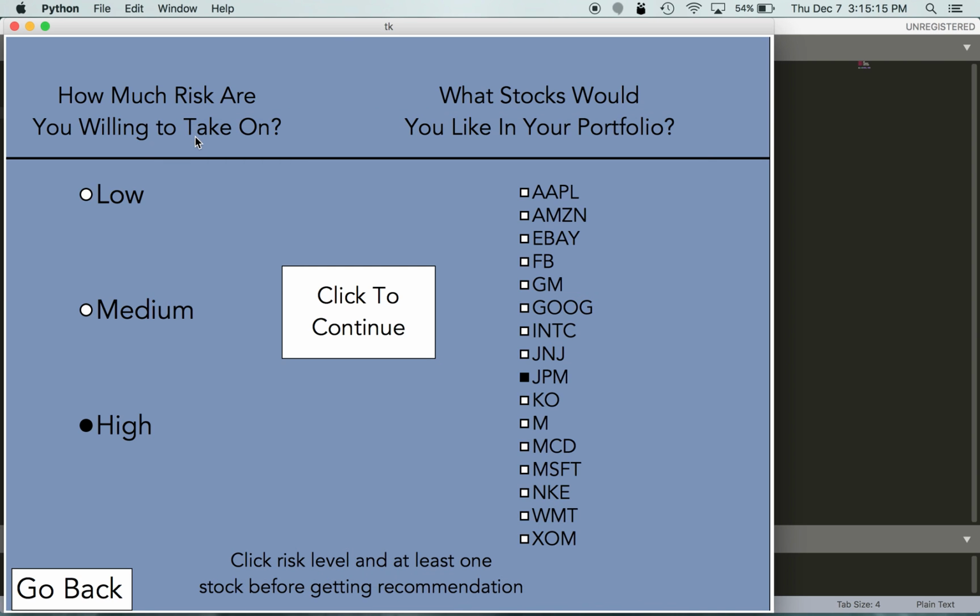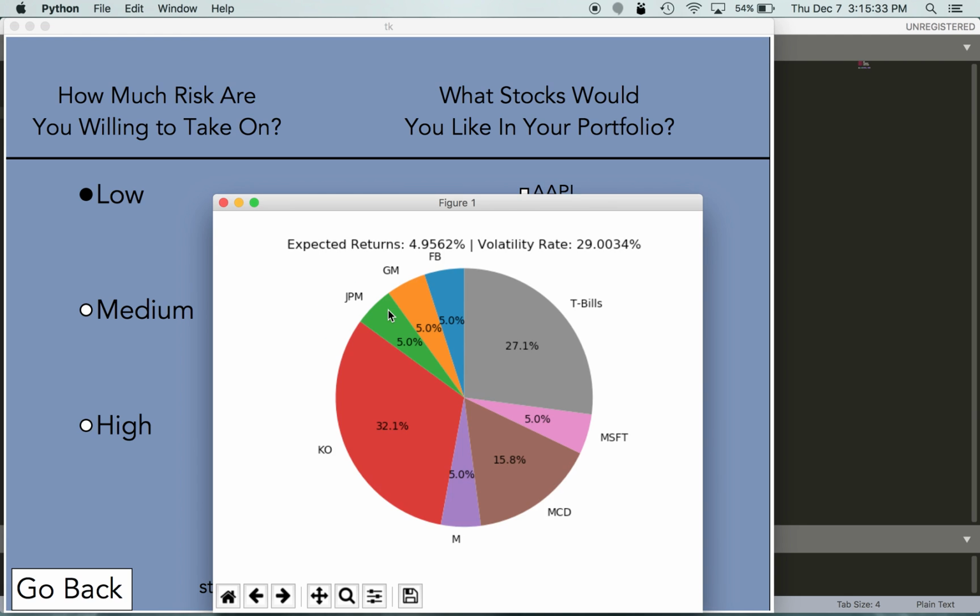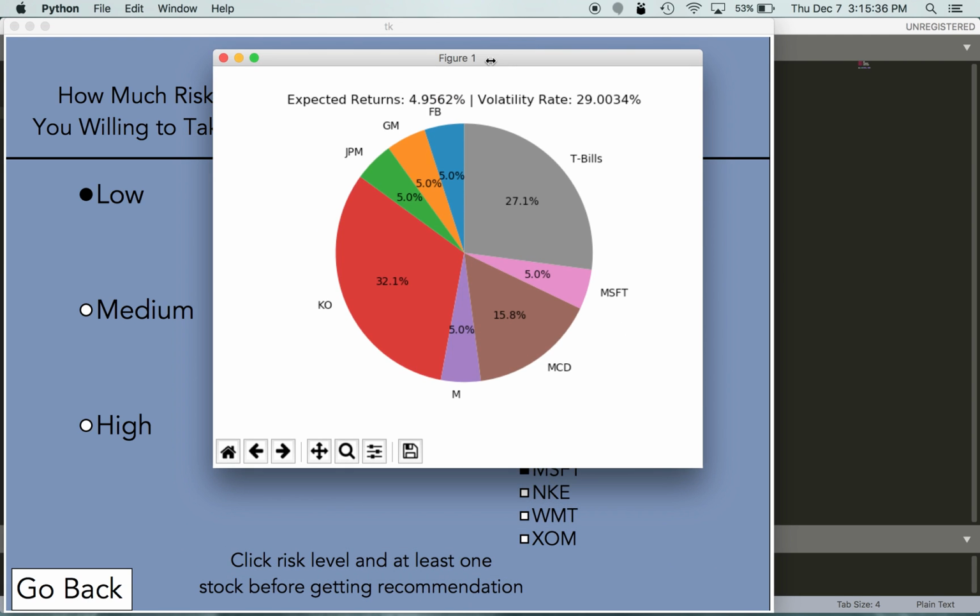So let's create a portfolio now. We can look at a low risk portfolio with Facebook, General Motors, JP Morgan, Coke, Macy's, McDonald's, and Microsoft. So let's create this portfolio. If you look at this portfolio, you can see the expected returns are around 4.95% with a volatility rate of 29%, and you can see how it's spread out. These distributions are calculated based off of the expected returns and the standard deviation or volatility rate of these stocks, based off of how much risk the user is willing to take on.